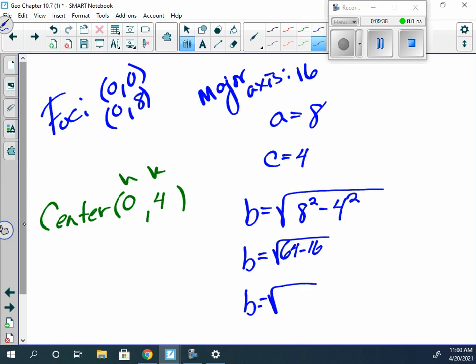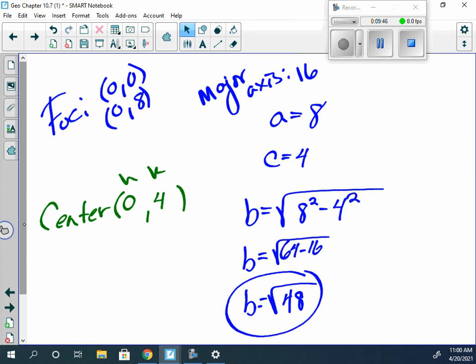Goes 4, 8, 2, 48. Now, the b value is only going to be put into the bottom part of either one of the fractions, and it's going to be squared. Because we have in the bottom, either x squared or y squared, a and b are both squared, yes?